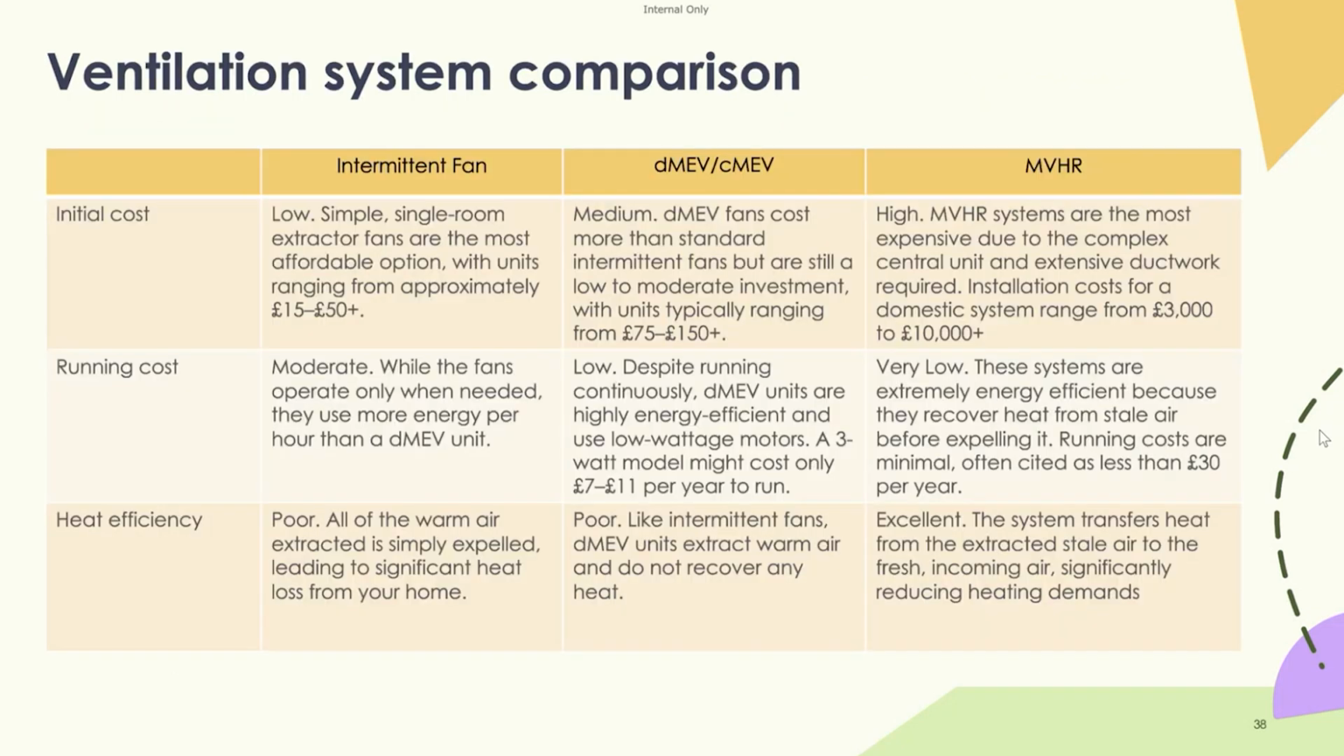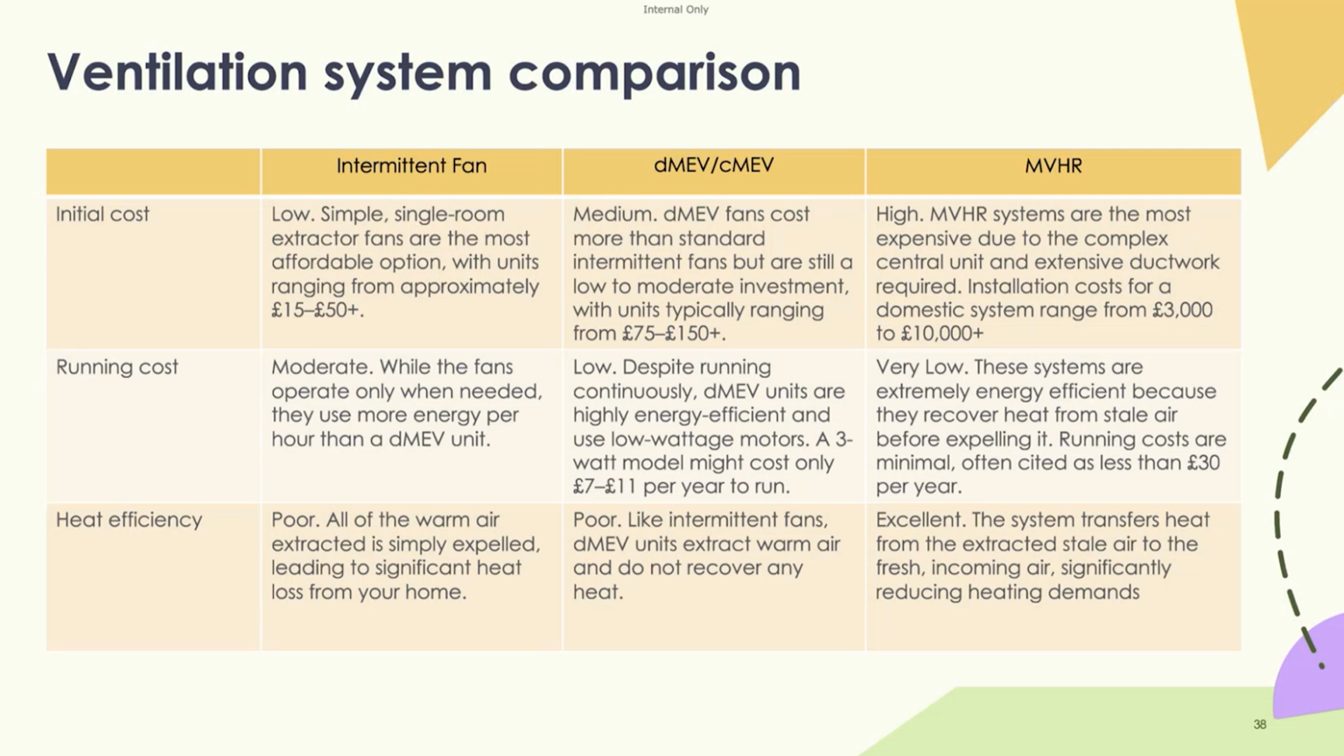And here's a little comparison of the three products. So the initial cost of an intermittent fan is around 15 to 50 pounds, so really cheap to install. A typical DMEV, you're talking around 75 to 150 pounds. And then the running costs of these products. So a DMEV, you're looking at a running cost of around 7 to 11 pounds per year for ventilation in all your different wet rooms for 24 hours a day.